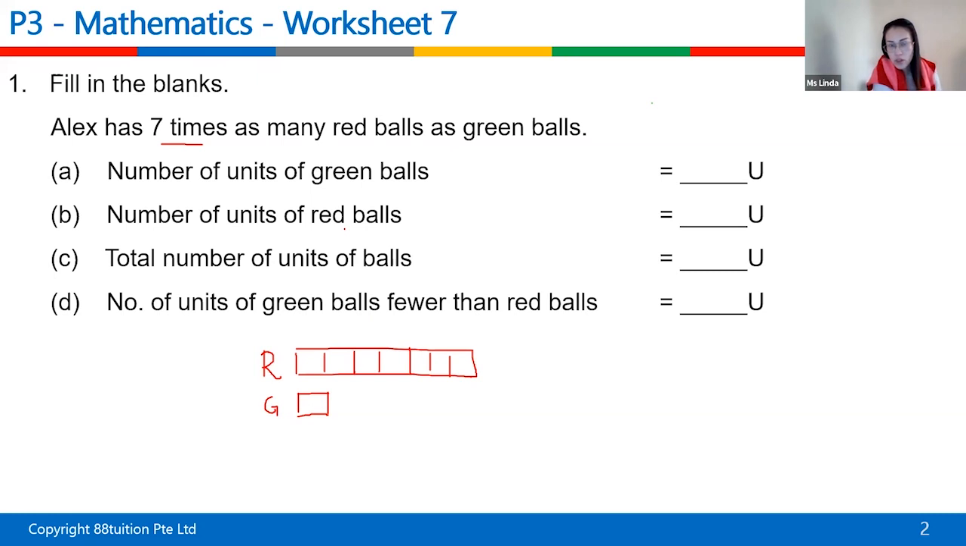So the number of units of your green, how many green are there? Look at my drawing. 1. Okay, can you write it down? Try. Very good. Okay, never mind. I know your answer is 1. It's just practicing with the mouse. Next one. Units of red balls. How many are there?